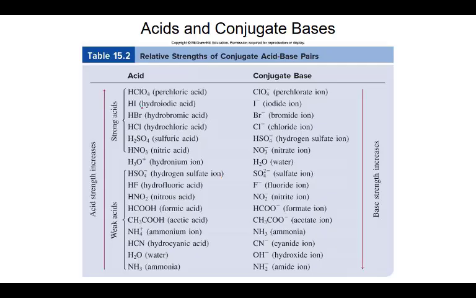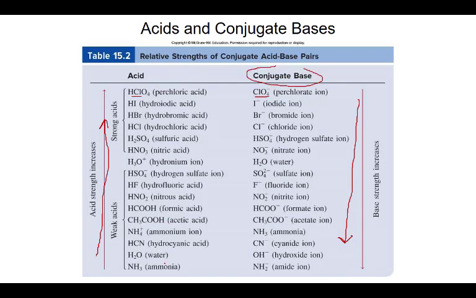You can understand this here. This is an example of acids and their conjugate bases. In this list of acids, the strength of the acid increases upward. Perchloric acid here is the strongest acid, but the conjugate base of this acid will be weak. The strength of the conjugate base goes downward as the strength of the acid goes upward, inversely proportional, you can say. The stronger the acid, the weaker its conjugate base.